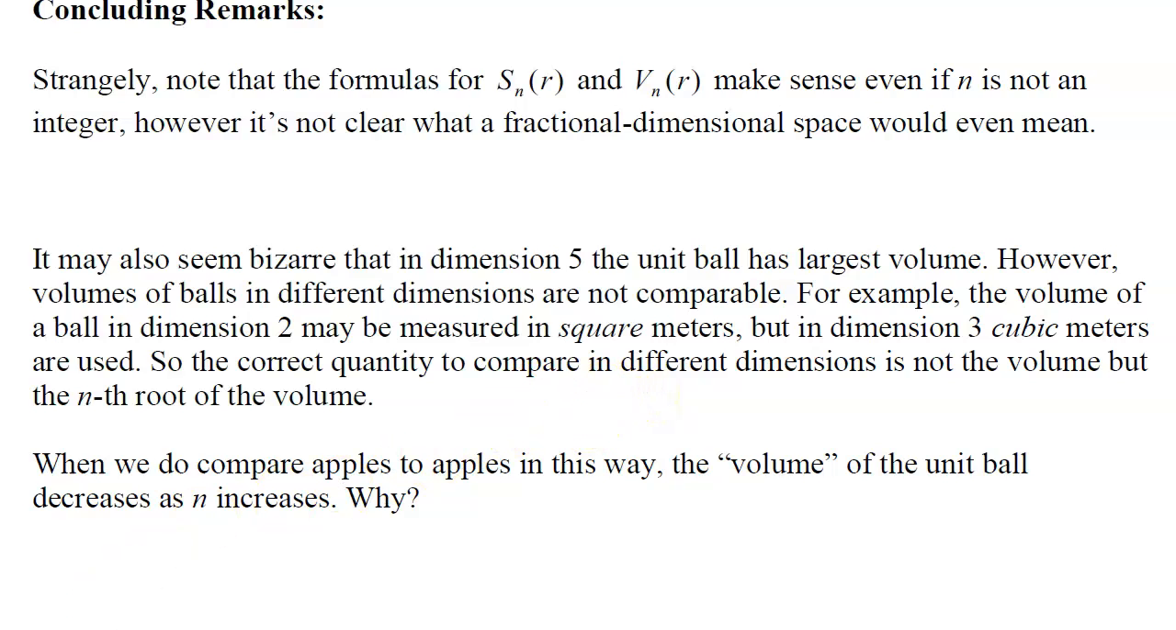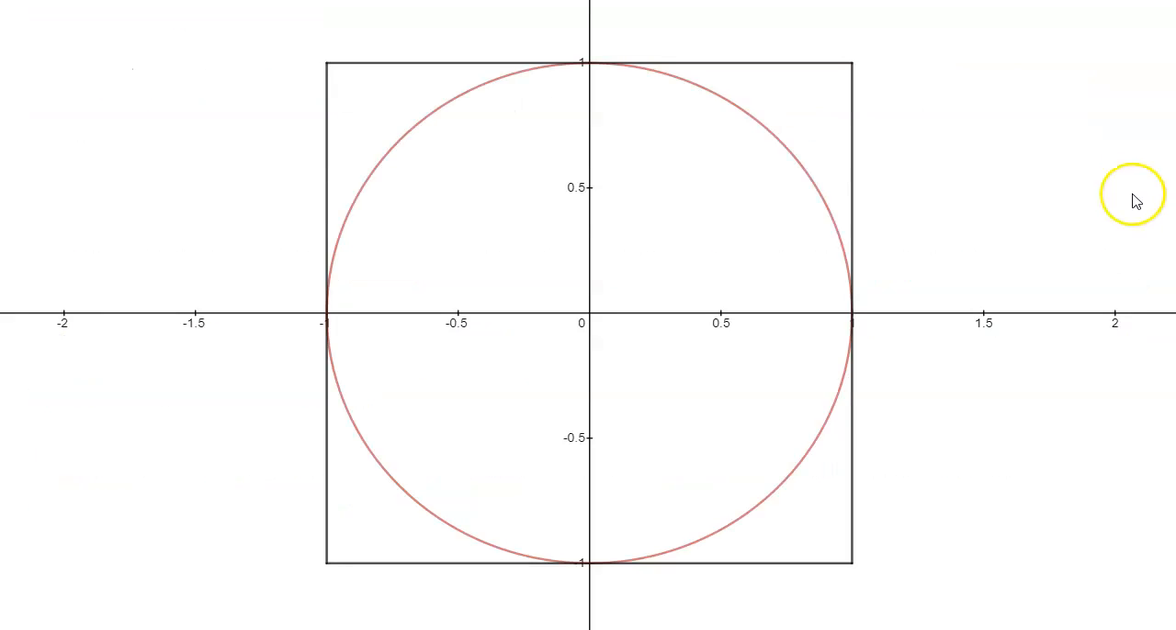Now, why is that? Well, let's look first in dimension 2. One of the questions we could ask is what percentage of this square does the unit ball take up? This square has a length on each side of 2. The radius of this circle is 1, so we're looking at the unit circle. What percentage of this square does the circle take up?